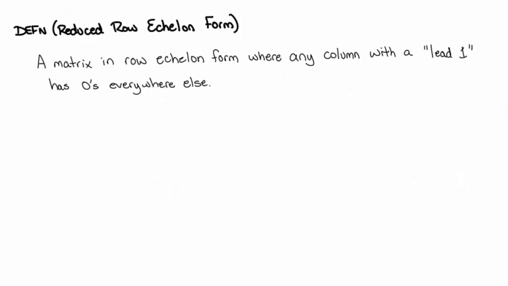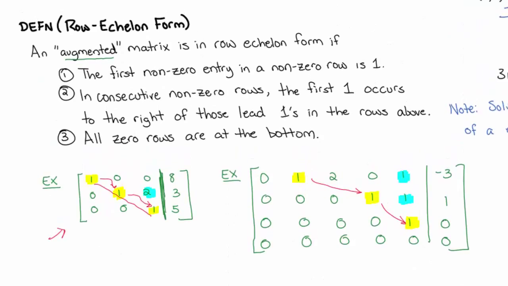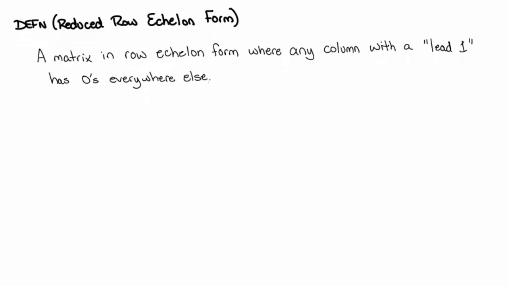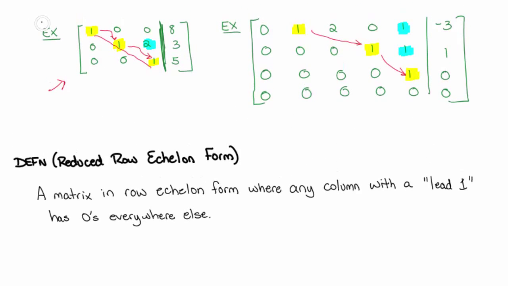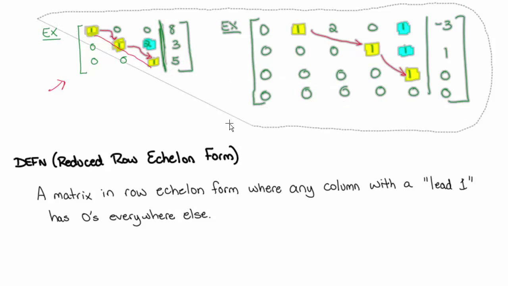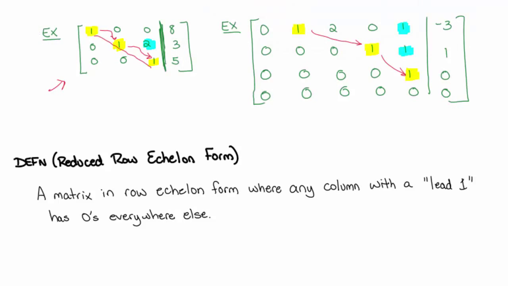So reduced row echelon form is a matrix in row echelon form. So these matrices, again, right here, row echelon form, lead coefficients or lead terms are all 1s. All 0 rows are down below, and those lead 1s occur to the right of the lead 1s in the rows before. Okay. However, there's a little extra condition. Any column with a leading 1 has 0s everywhere else. So if I scroll up just a little bit, I'm going to copy these so I can have some extra room here. So I'll grab these guys right here. We're going to go ahead and copy them. And I'll paste them down below.